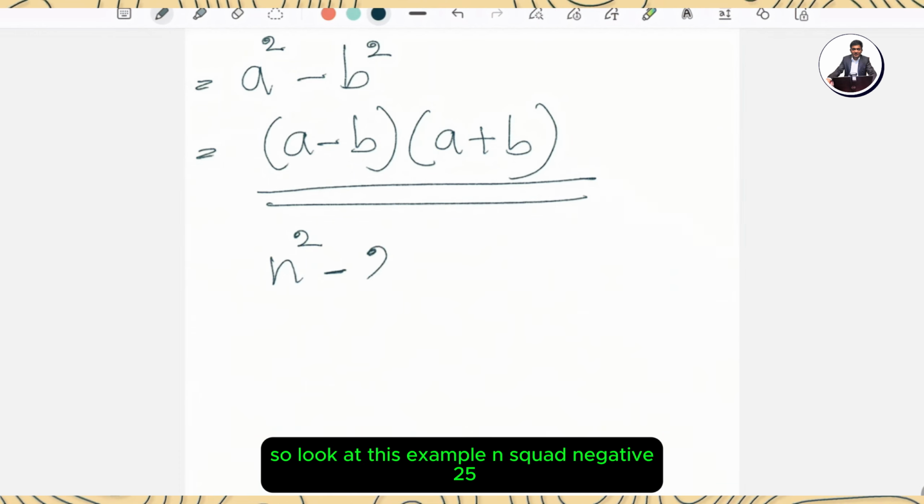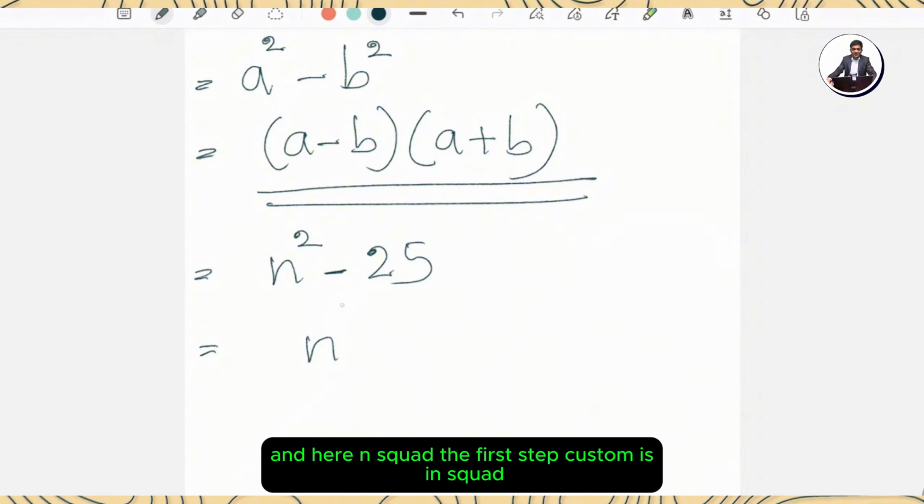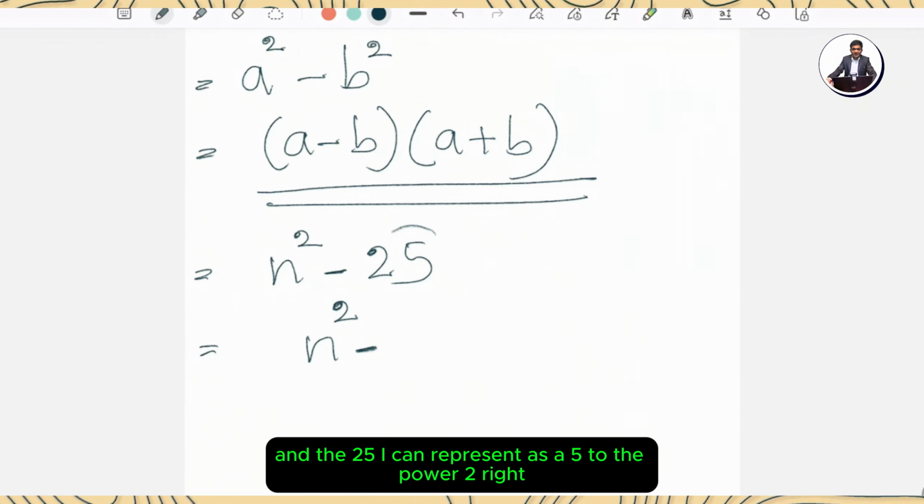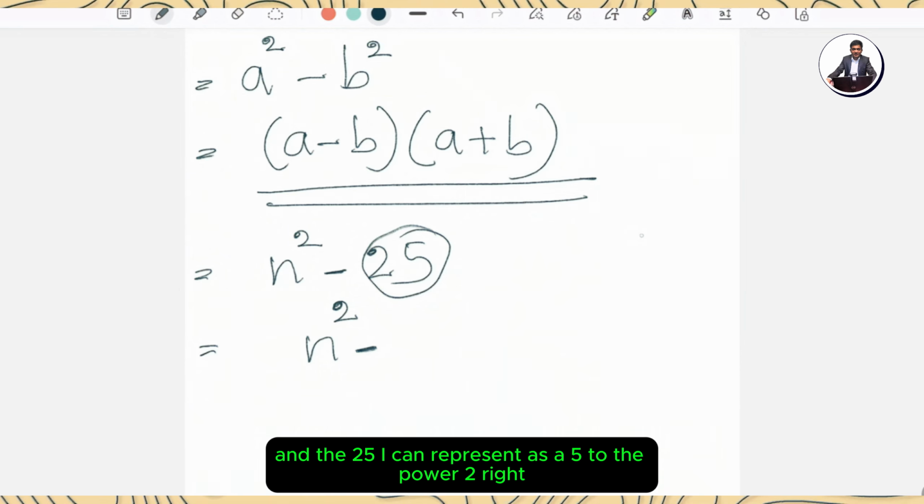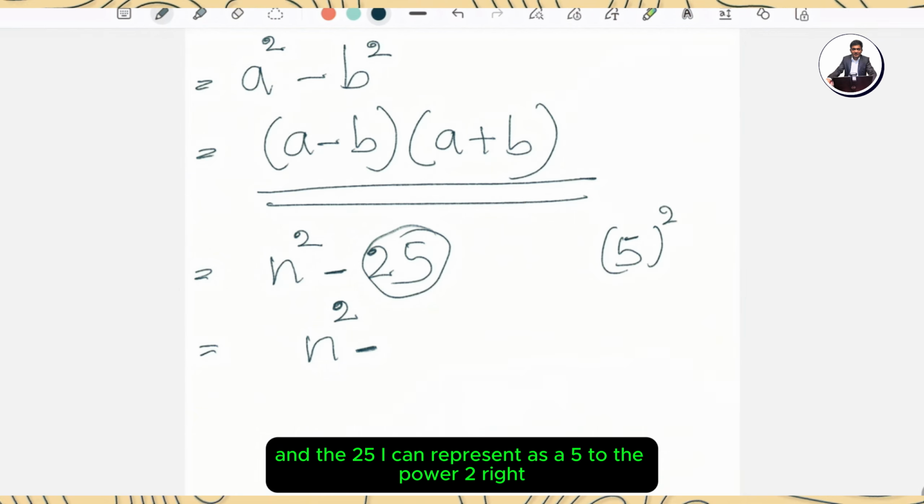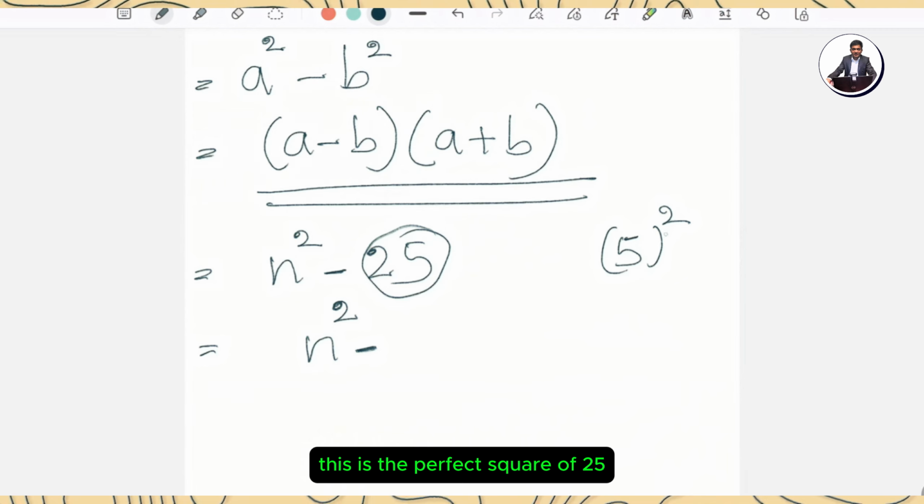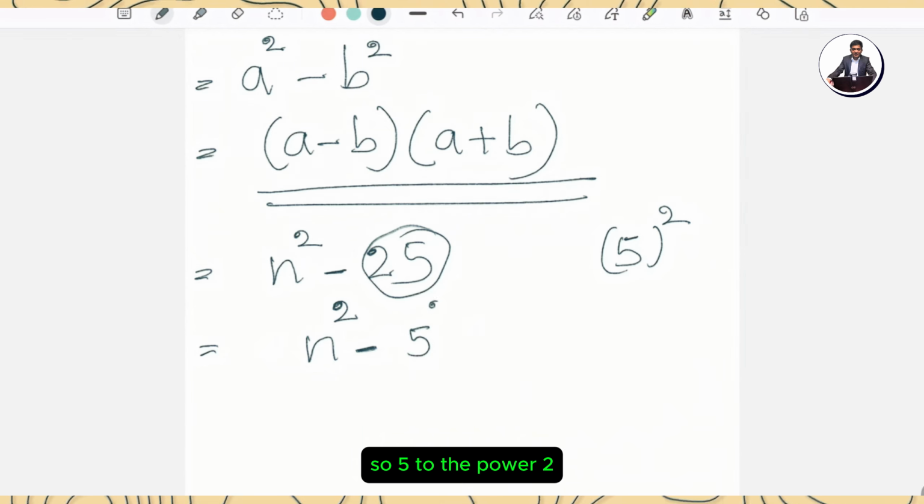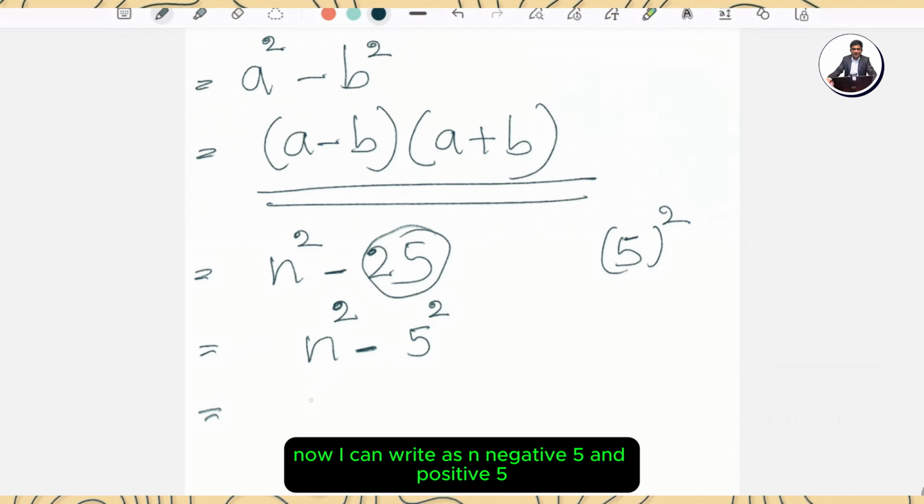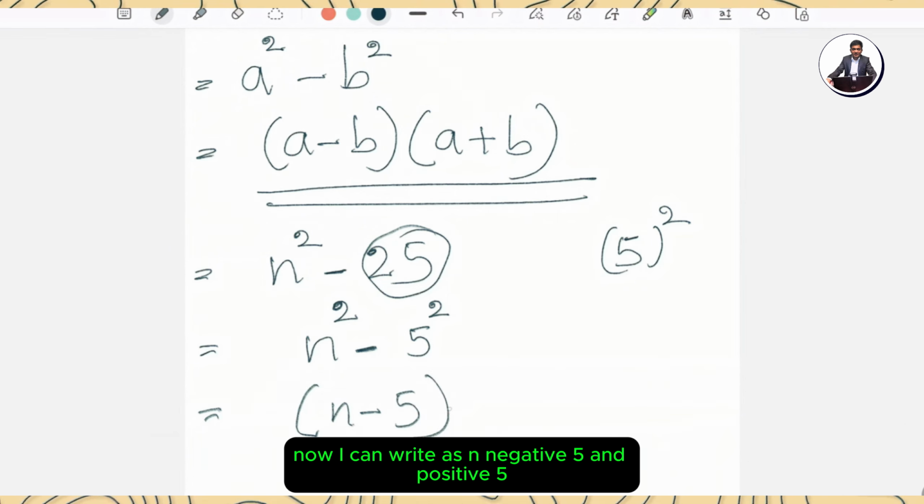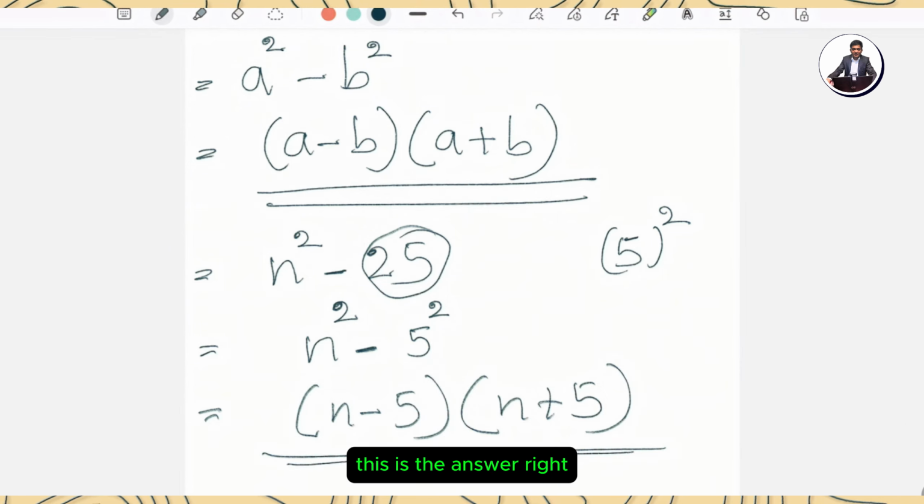Okay, so look at this example. n squared negative 25. Here the first term is n squared, and 25 I can represent as 5 to the power 2. This is the perfect square of 25. So 5 to the power 2. Now I can write it as n negative 5 and n positive 5. This is the answer, right?